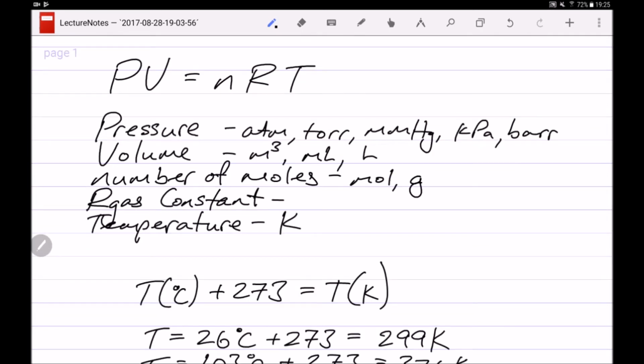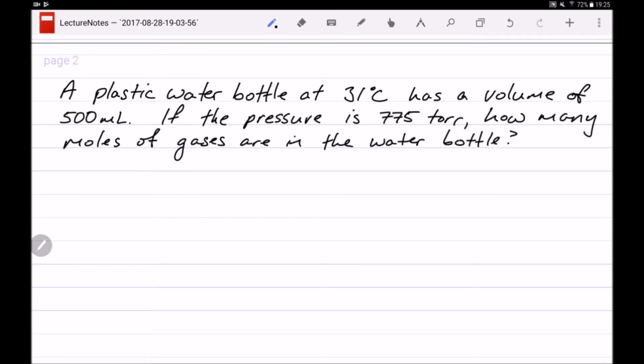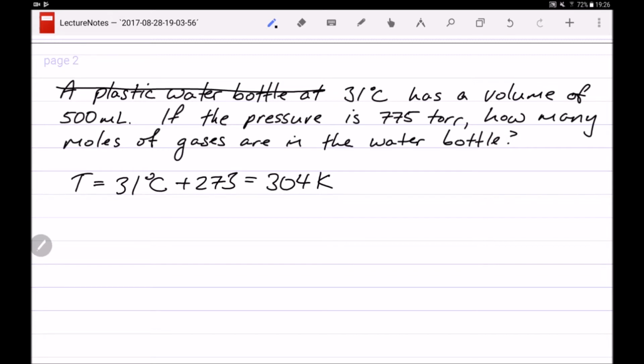Now this just becomes an algebra problem. Here, let's look at an example. A plastic water bottle at 31 degrees Celsius has a volume of 500 milliliters. If the pressure is 775 torr, how many moles of gases are in the water bottle? So when you're given a word problem, the first thing to do is to read it and then get rid of the words. So we don't care about any of this stuff, and we see that the temperature is 31 degrees Celsius. We should immediately convert this into Kelvin. As soon as you find your temperature, you should immediately convert it into Kelvin.